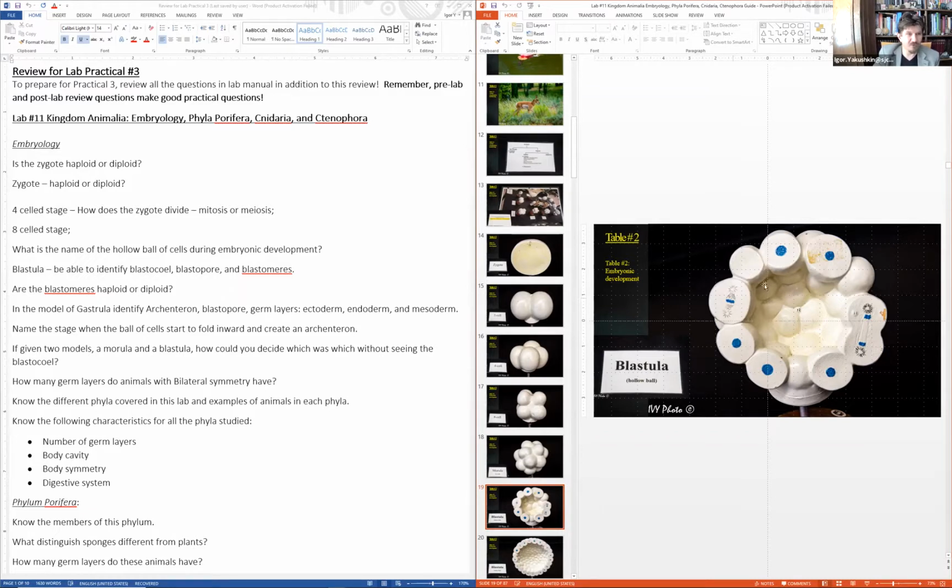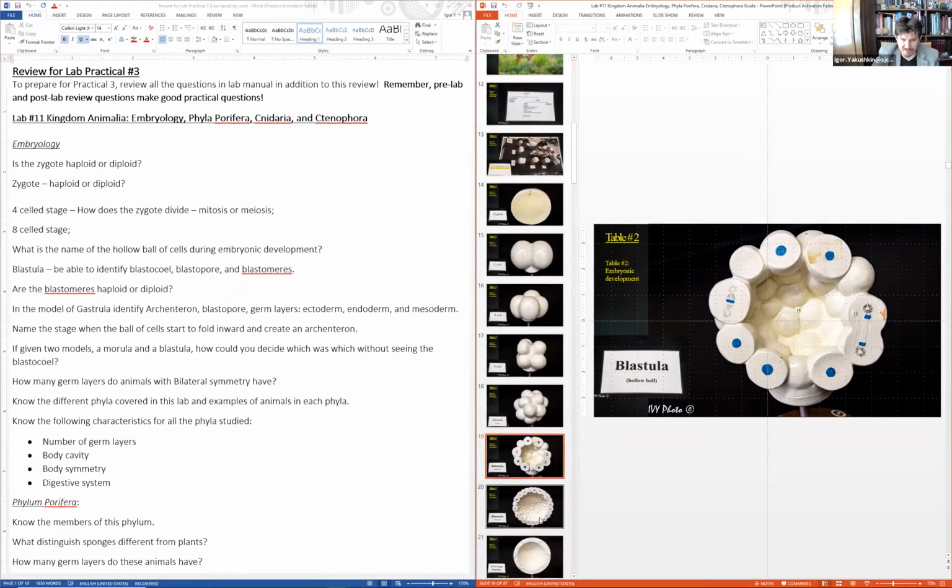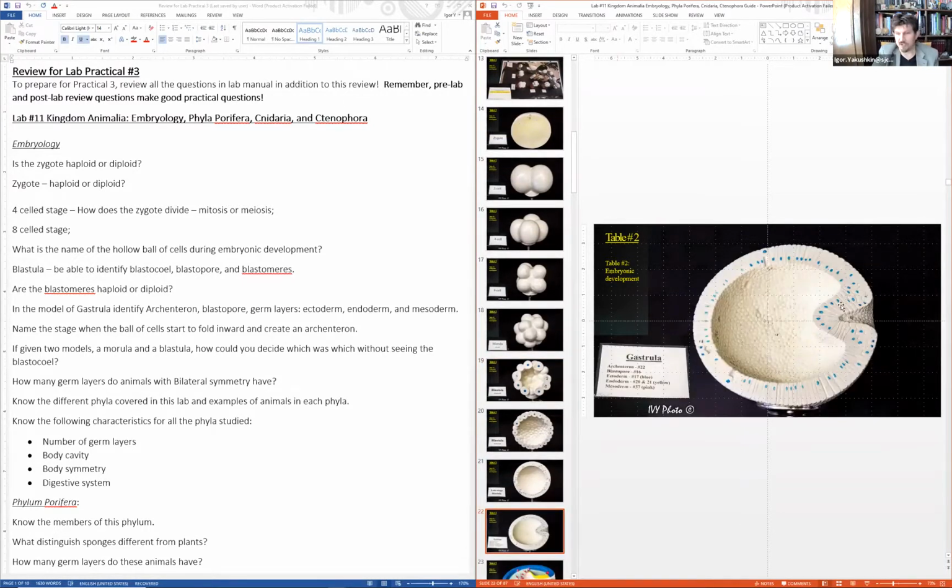What is the name of the hollow ball of cells? It is known as the blastula. And the blastocoel, blastopore, blastomere. There is no blastopore on this one. Why not? Because pore is the opening. This is when the cells become tiny and they cannot hold on to each other and they start collapsing, getting inside of that particular cavity. And this is the picture showing you they are moving into the blastocoel.